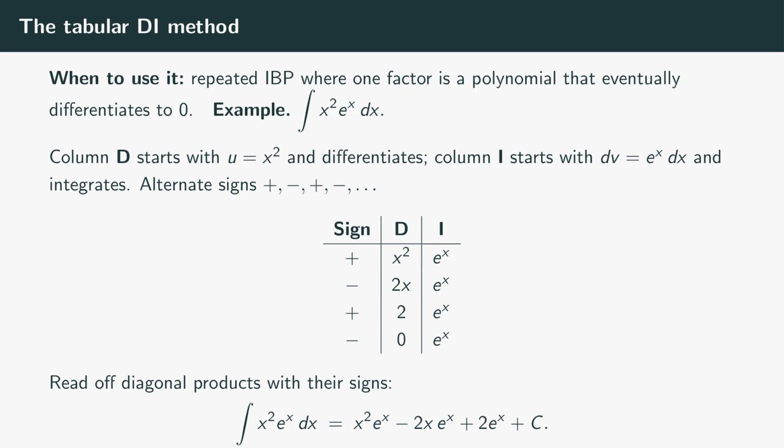To read off the answer, take products along the diagonals, row 1 D times row 2 I, row 2 D times row 3 I, and so on, with the sign of the row you started from. So plus x^2 e^x minus 2x e^x plus 2 e^x. Stop when D hits 0. Result, x^2 e^x minus 2x e^x plus 2e^x plus c. You can factor out e^x if you like, e^x (x^2 minus 2x plus 2) plus c. 3 applications of parts collapsed into a table you can fill in 20 seconds. For anyone doing routine calculus problems, this is essential.